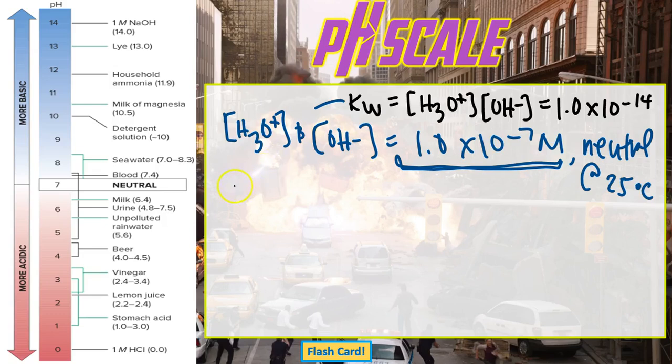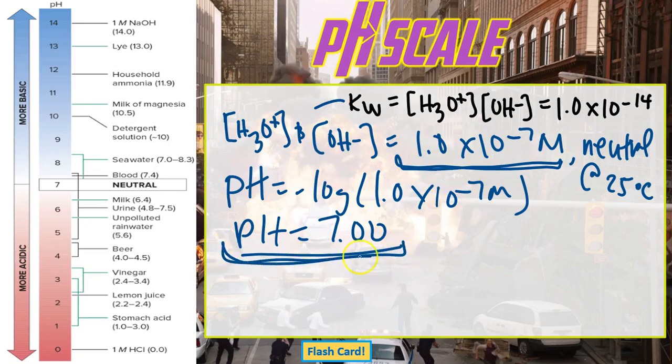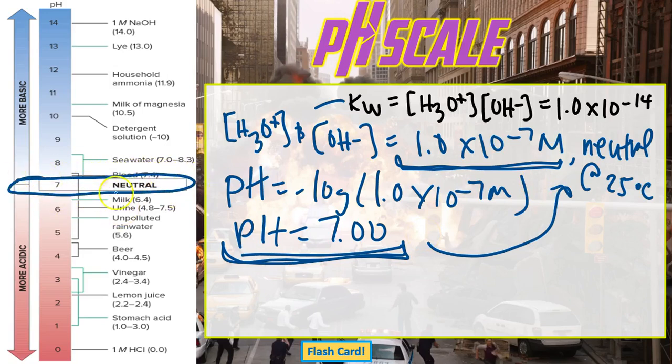So again, our focus is going to be pH. pH is going to equal the negative log of 1.0 times 10 to the negative 7 molar. Therefore, my pH is going to equal 7.00. Instead of simply saying that H3O+ and OH- concentrations are equal, and therefore equal 1.0 times 10 to the negative 7, we can also say that a pH of 7.00 is a neutral solution where the H3O+ and OH- concentrations are equal. And so we set our pH scale at 7 to represent neutral.